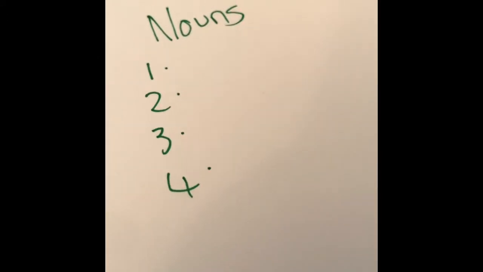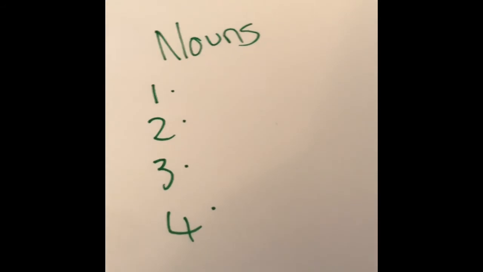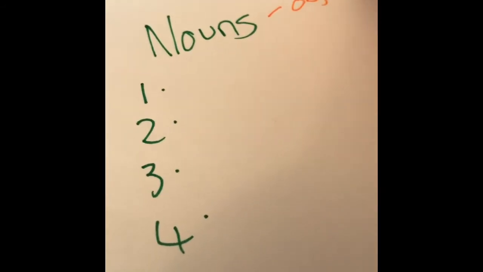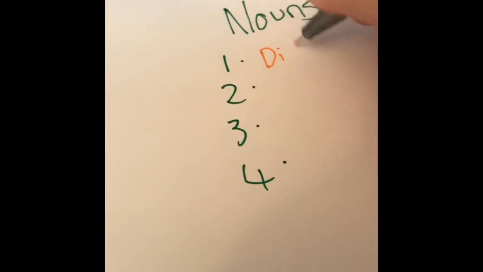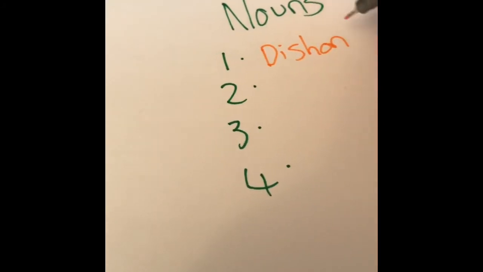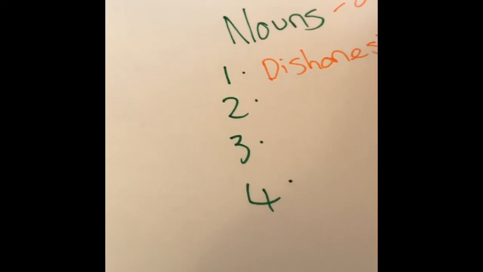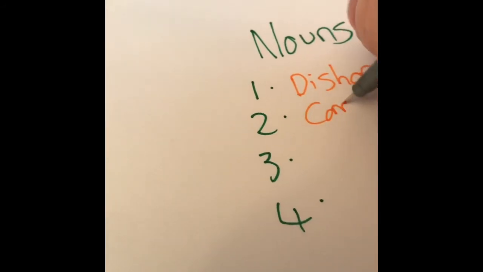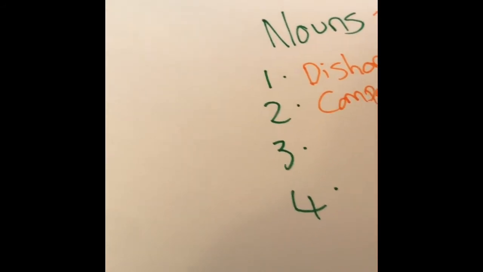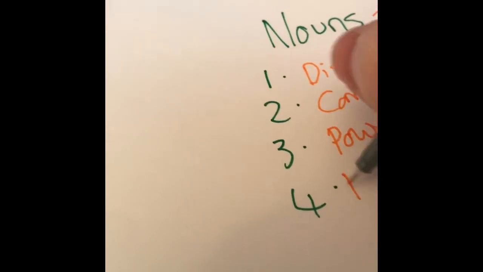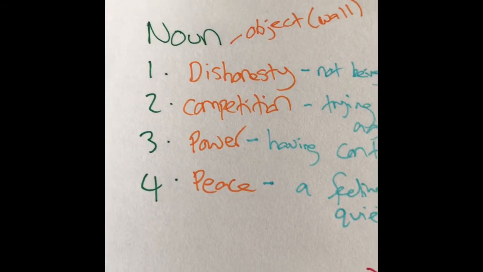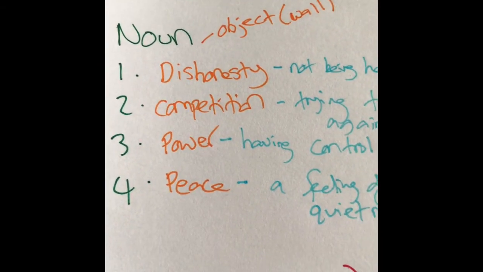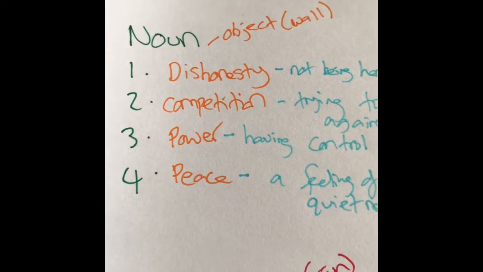So, first thing we would do is we would make our list of nouns, which, as you remember, are objects. So an example is a wall. So the ones that I've chosen from my extensive research online and on Vocabulary Builder are dishonesty, competition, power, and peace. Now I think these words are going to be quite flexible. So obviously I've got my nouns: dishonesty, competition, power, and peace.